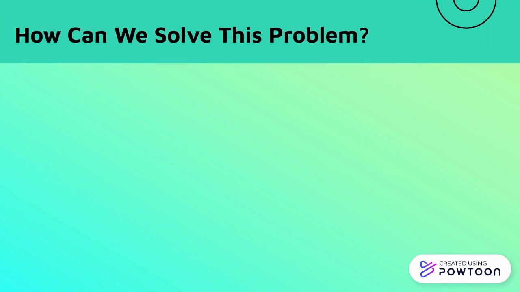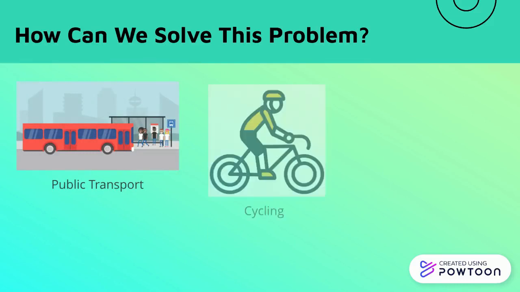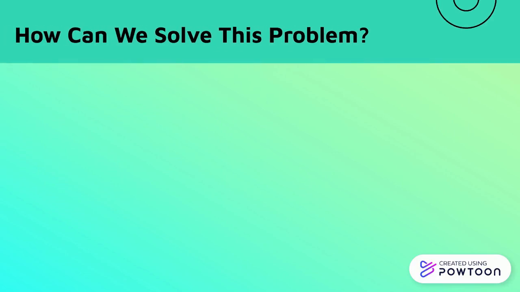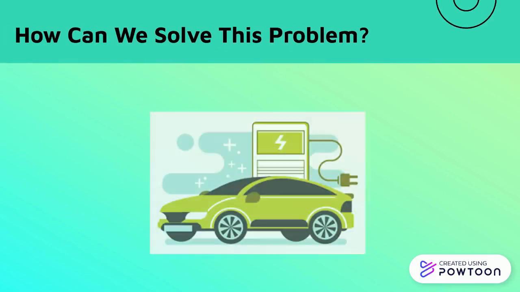Moreover, we can do our best to avoid taking cars but rather choose public transport or even cycling and walking to our destinations if they are close enough. If the use of a car is unavoidable, try to choose electric cars over conventional cars as they do not produce unburnt hydrocarbons.